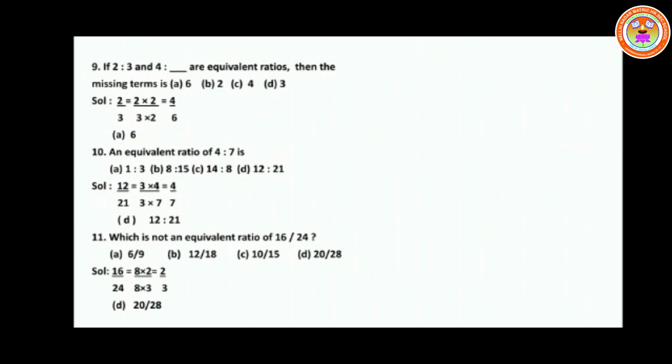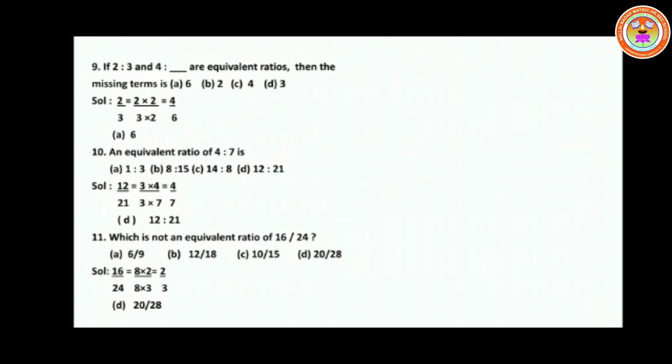And 12 by 18 also you will get the same. 16 by 24 you take. The question is 16 by 24. If I am multiplying those with 8 table, 8 2s are, 8 3s are, so your answer is 2 by 3. So 2 by 3 if you take, option A, if you multiply this 2 by 3 with 3 table, 2 3s are 6 you are getting, 3 3s are 9 you are getting. So the first option you are getting equivalent ratio.